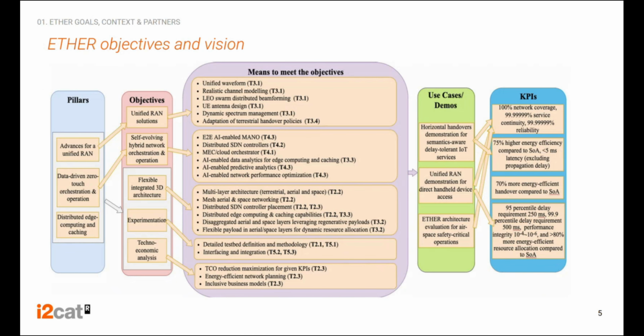It was divided into four work packages. The idea is that it focused on the radio access network, the orchestration of the network itself, the integration of artificial intelligence, and the integration of the flexible payload in the satellite. There are a lot of tasks that I could dig deeper into.